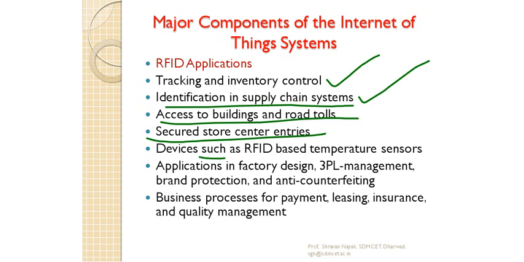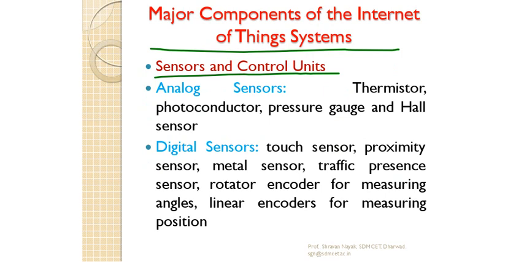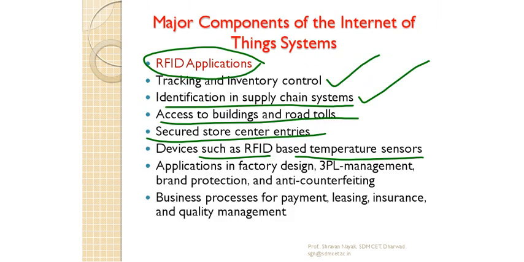So devices such as RFID based temperature sensors, you may have temperature sensors, right? Application in factory design, there are so many such applications, right? Anti counterfeiting, I will tell you about all these things. Business processes for payment, leasing, insurance, quality measurement and quality management and all. So these RFID devices basically serve as one of the major components, right, which come under your sensors, as we can see here.